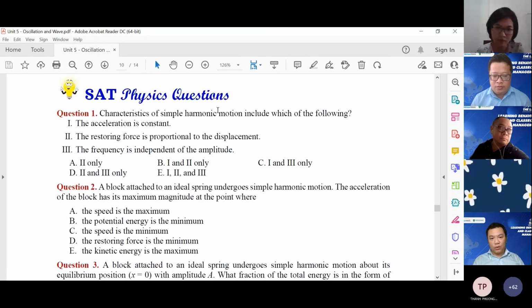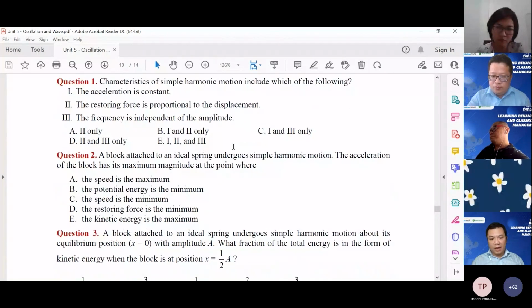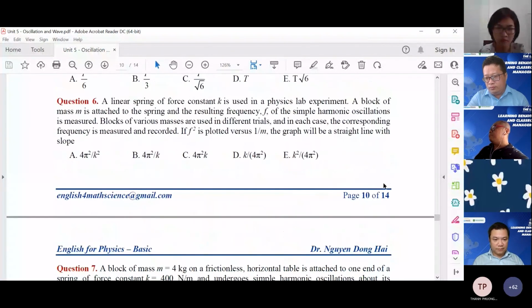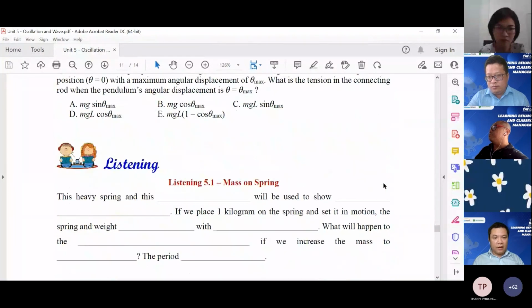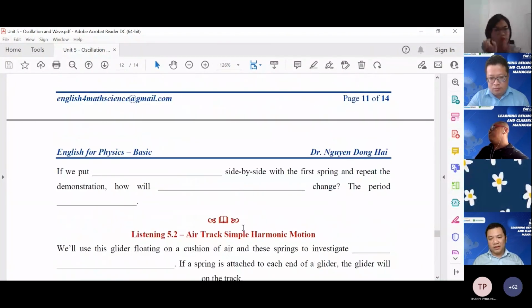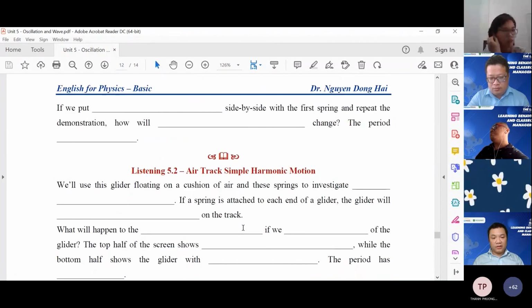The next section is the SAT physics questions. These are some questions that I take from the SAT physics test to get them used to this kind of test, so later on they can teach their students to take the SAT in physics. And the last section is the listening section, where I give them a script, they listen to the audio and fill in the blanks.